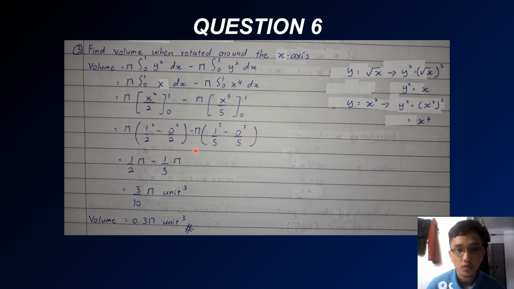We solve it and get 1 over 2 pi minus 1 over 5 pi. This is the answer in fraction, 3 over 10 pi unit power 3. And if we want to find it in decimal, we get 0.3 pi unit power 3.